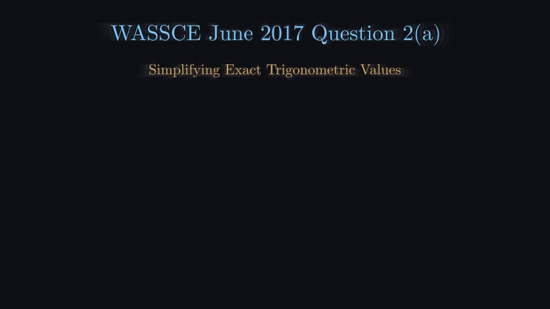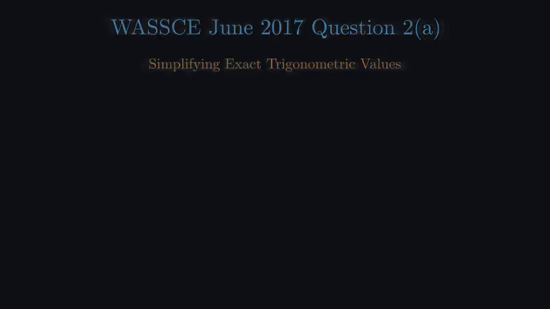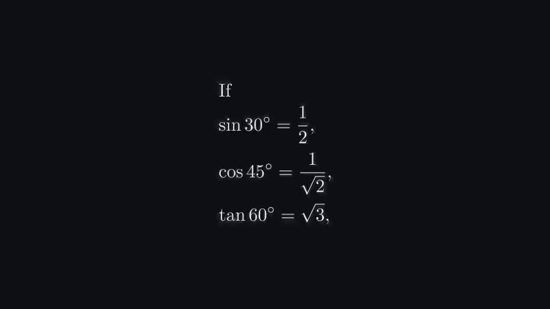Today, we are solving WASSCE June 2017 question 2a. This question asks us to simplify an expression using exact trigonometric values without mathematical tables or a calculator. The question gives us three exact trigonometric values. We are told that sine of 30 degrees equals 1 over 2, cosine of 45 degrees equals 1 over the square root of 2, and tan of 60 degrees equals the square root of 3.